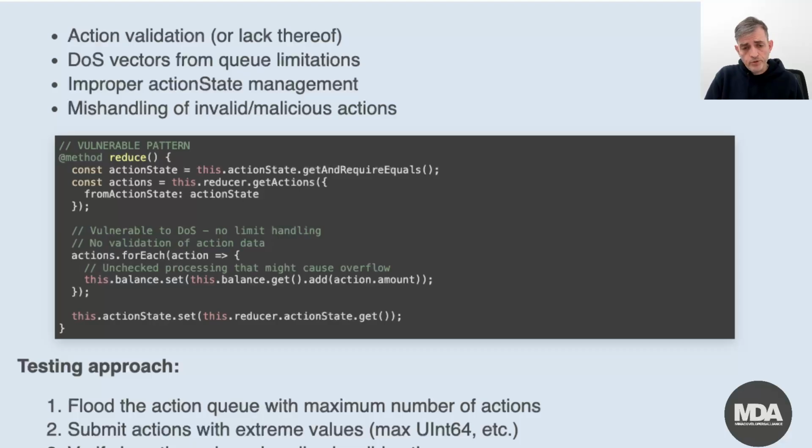So the overall approach then is to submit actions that could cause some overflows, for example, or some type of denial of service, and this would reduce the resilience of the reducer.